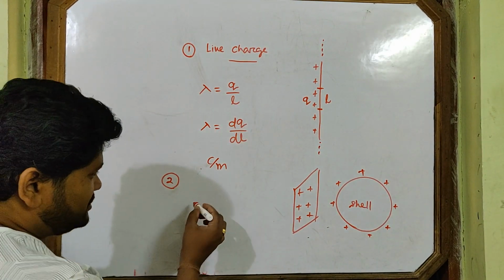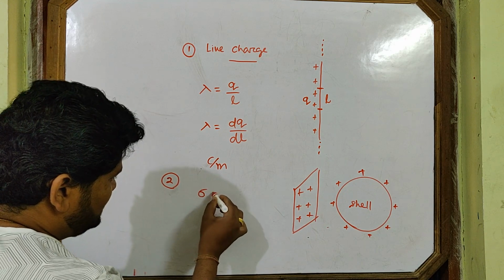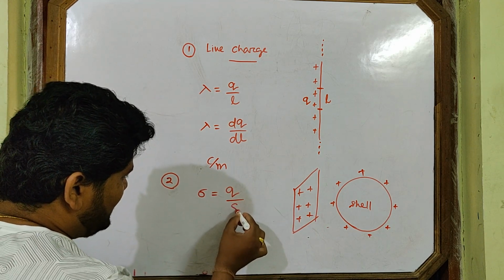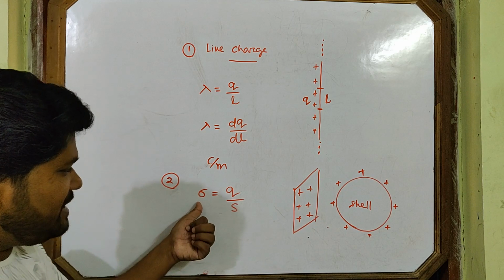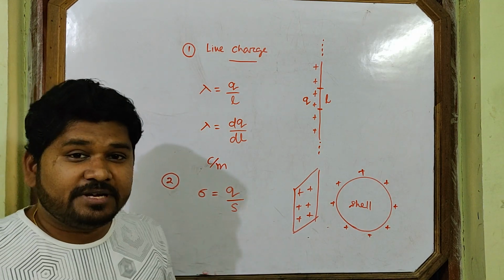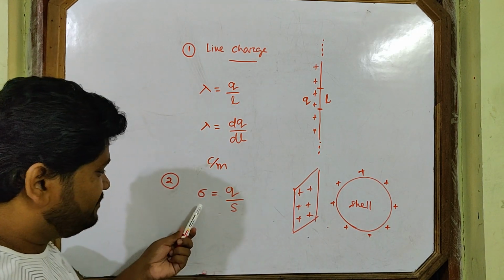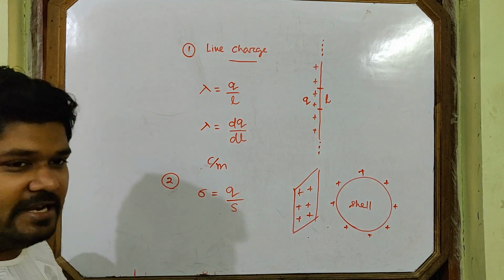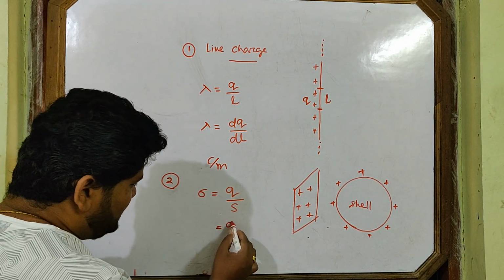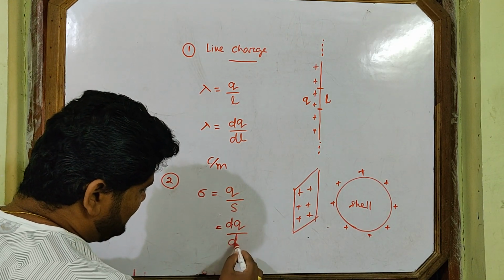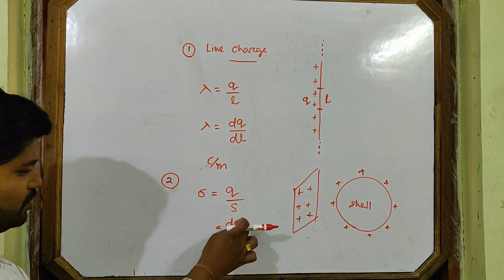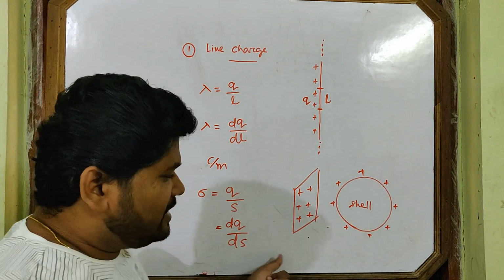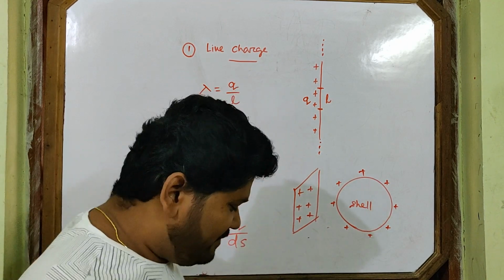So we write surface distribution of charge sigma is q by s. On the surface, charges are distributed. Charge divided by surface area, or in small form you can write dq by ds. Accordingly, the SI unit is coulomb per meter square. The dimensional formula you will find.